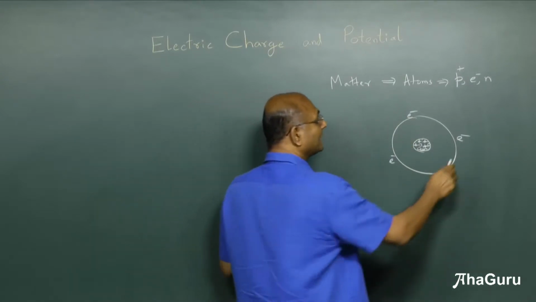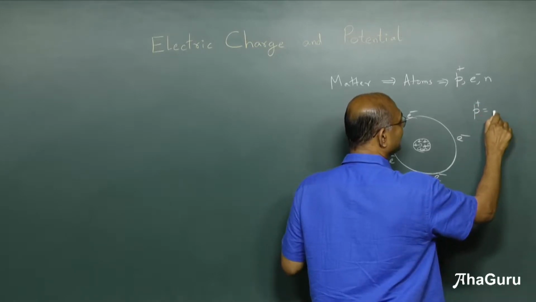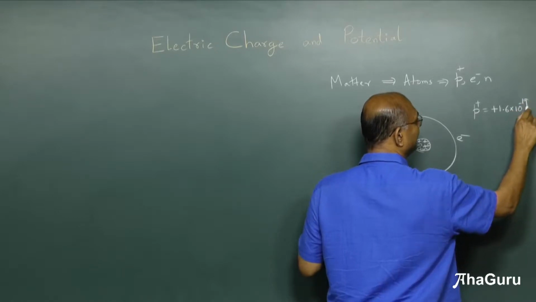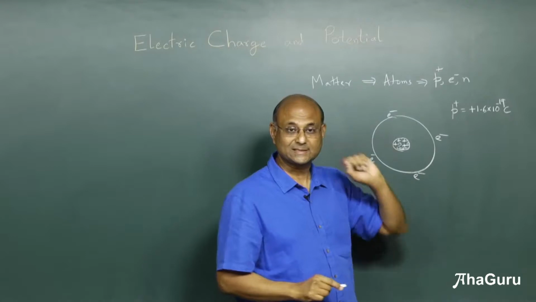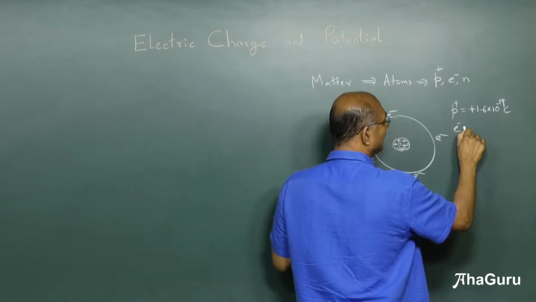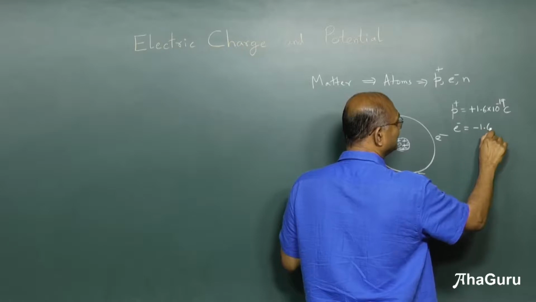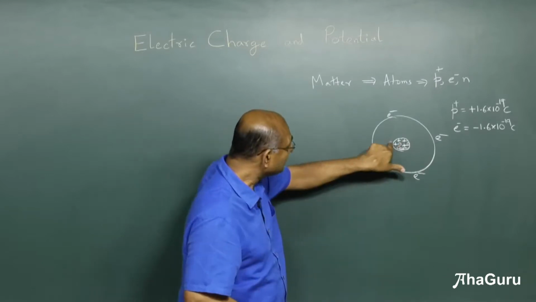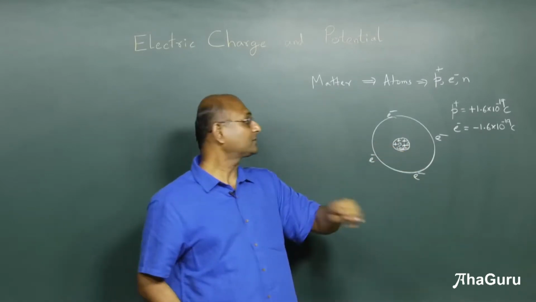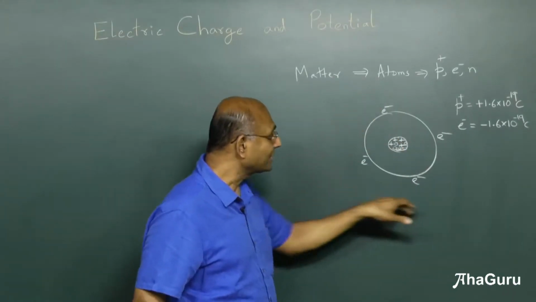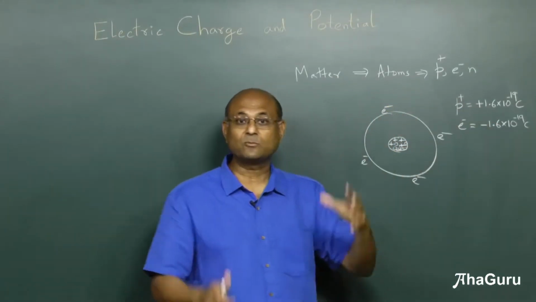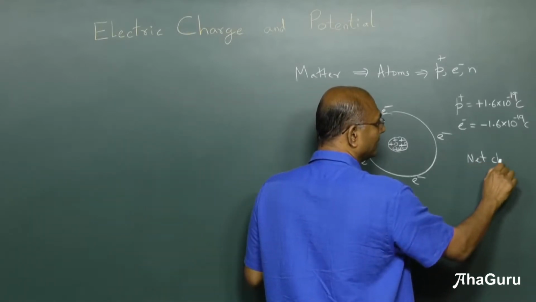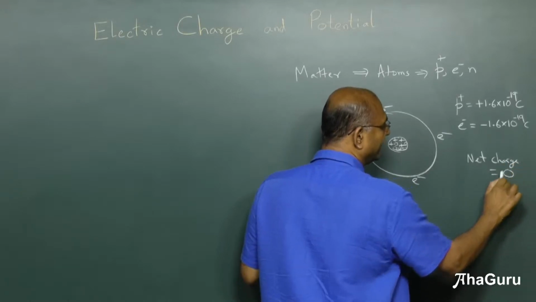It turns out that a proton has a charge of plus 1.6 times 10 to the power of minus 19 coulombs. But an electron has a charge of minus 1.6 times 10 to the power of minus 19 coulombs. Exactly equal. So how much is the total charge in the nucleus? Plus 4 times this. What is the total charge outside? Minus 4 times this. What is the overall charge? 0. So the net charge is 0. So net charge on an atom generally tends to be 0.